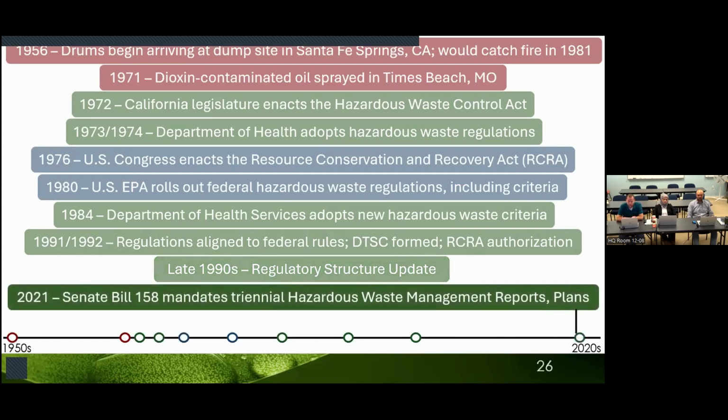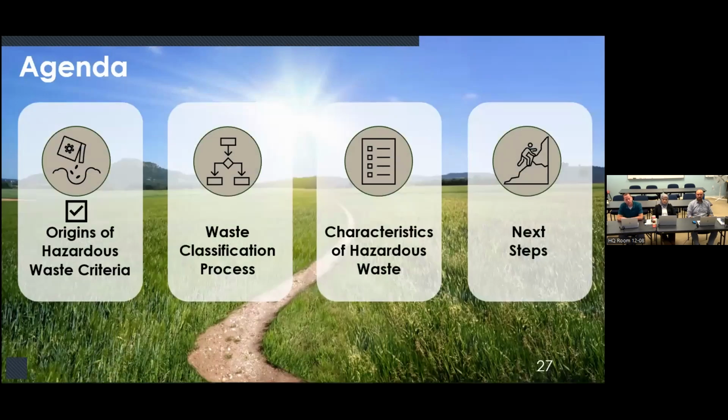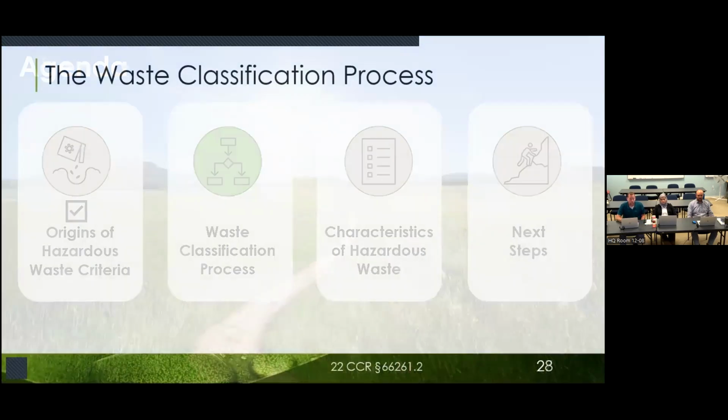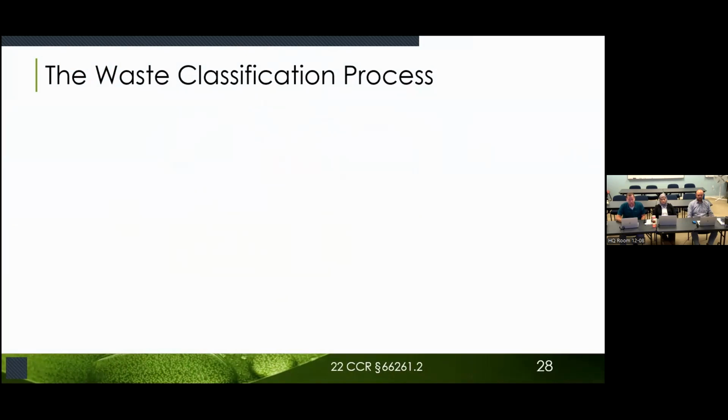Now, as a result of Senate Bill 158 of 2021, DTSC has a new mandate to evaluate and recommend changes to its non-RCRA hazardous waste criteria. So that brings us to the hazardous waste criteria themselves, which we want you, the public, to understand well so that you can provide us with the most useful feedback. Those criteria are best discussed in the context of the process that generators use to determine if their waste must be managed as a hazardous waste. We call this the waste classification process.